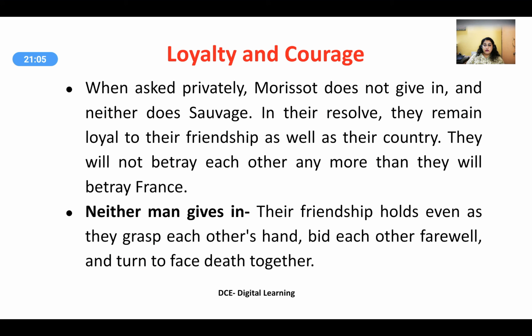In their resolve, they remain loyal to their friendship as well as their country. They will not betray each other any more than they will betray France. Neither man gives in. Their friendship holds even as they grasp each other's hand, bid each other farewell, and turn to face death together.